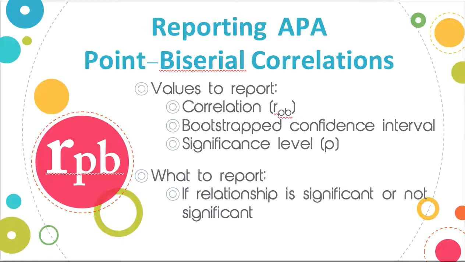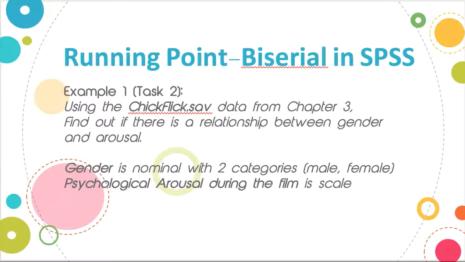And what you're really looking at is whether the relationship between the two variables is significant or not significant. So I'm going to demonstrate this now with one of the examples from the book. Task 2 at the end of your textbook uses the data file chick-flick, and it's from your projects in chapter 3 that I demonstrated in your lectures. We are going to find out if there is a relationship between gender and arousal. Gender is your nominal variable that has two categories, male and female, and your psychological arousal during the film is actually a scale item. So let's take a look at how this works in SPSS.